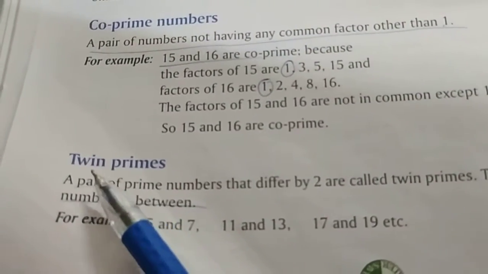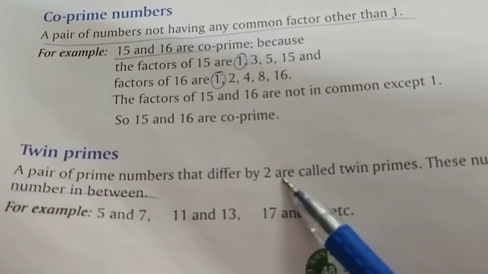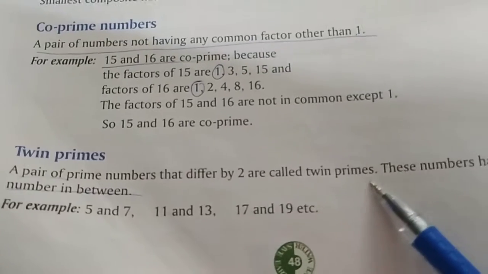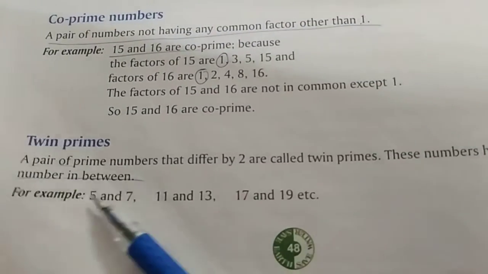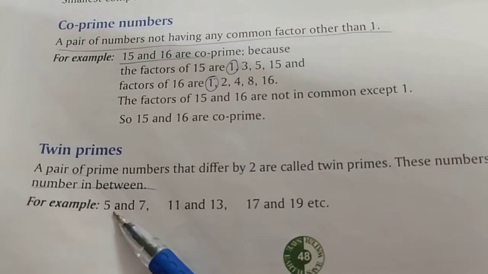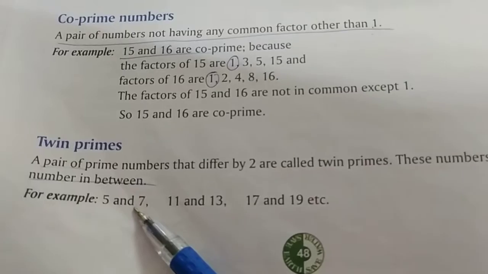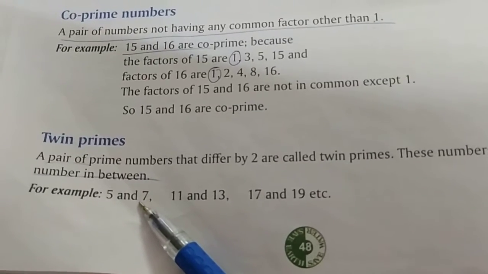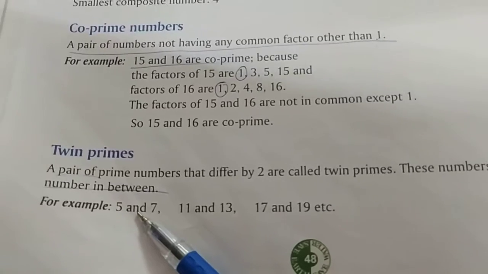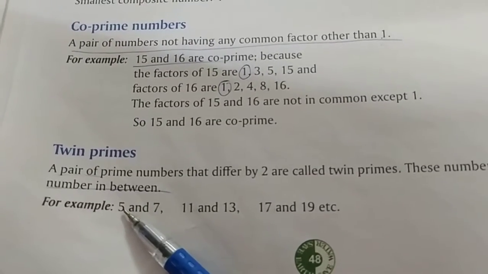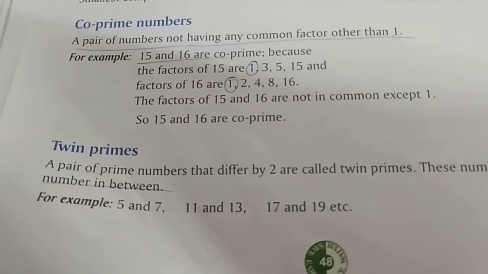One more term is there, that is twin prime. A pair of prime numbers that differ by 2 are called twin primes. These numbers have a composite number in between. For example, 5 and 7. 5 and 7 differ by 2. It means the difference between them is 2. And they have one composite number in between them. What is the number between 5 and 7? It is 6, and that is a composite number.